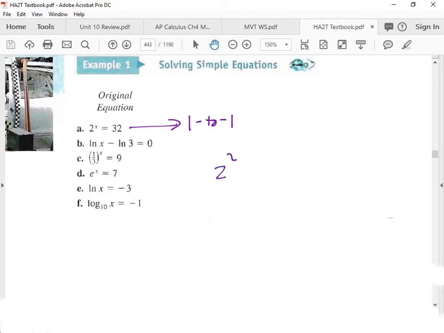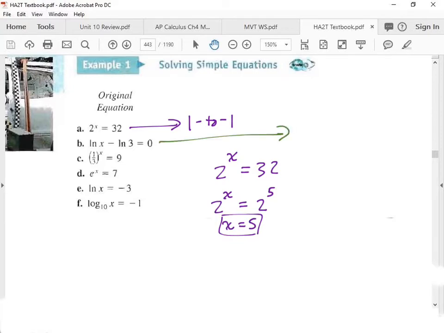So check this out. If I have 2 to the x power equals 32, the question is, is there a way I can write 32 to have a base of 2? And the answer is yes. 2 to the power what? Yeah, it's 5. So if 2 to the power of 5 gives you 32, what does x equal? Equals 5. Very nicely done, my students. Okay, let's do another one.